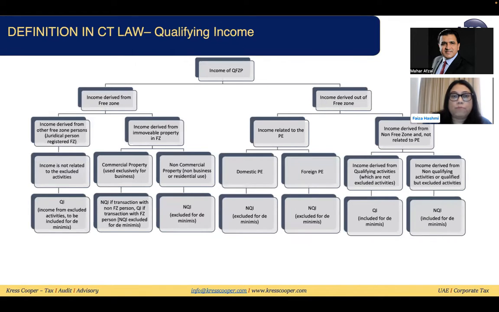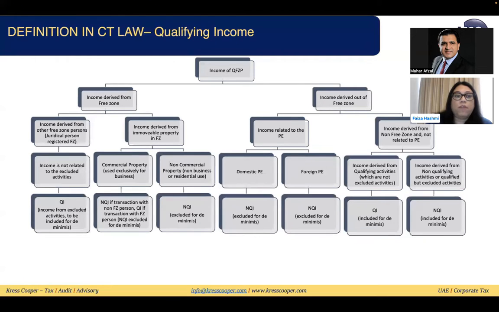And so this is a snapshot of the law and all the ministerial decisions, the cabinet decision that had come out. It is just giving you a snapshot of what the treatment is if the income is derived from a free zone person for a qualifying free zone person, or income is derived out of free zone. So income that has been derived from the free zone could be income derived from other free zone persons, or it could be income derived from immovable property.